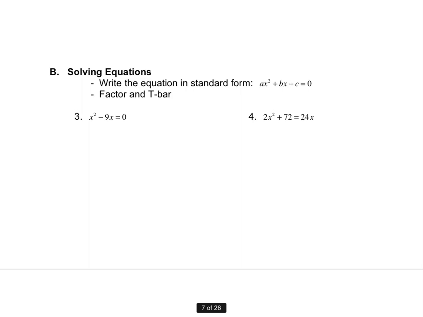All right, once it's in standard form, then you're ready to factor and t-bar. Please always remember to try GCF first, and then go to two binomials for factoring.